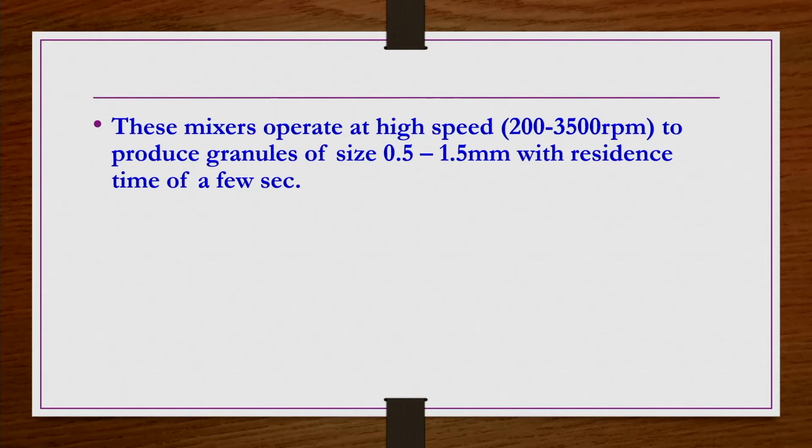These mixers operate in general, as I said, at high speed, 200 to 3500 rpm. So the control is there. You can operate at low speed also, but in general they are operated at the upper end, so more than 2000 rpm or something like that. And then they produce granules between 0.5 to 1.5 mm within a few seconds of residence time.